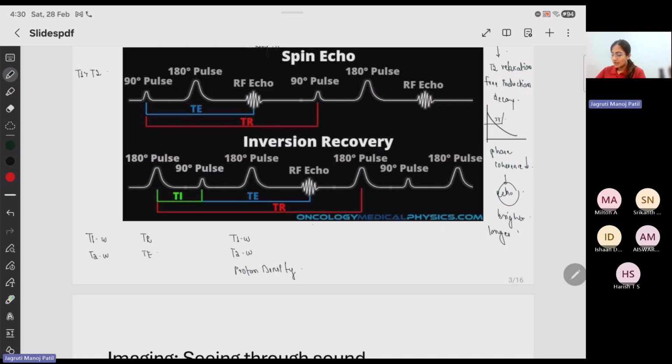Okay, so if you have your time of repetition and your time of echo, which effect dominates here? I'll ask you to tell me the effect. If I have a shorter T1 and also a shorter time to echo, which effect do I get? Do I get a T1 weighted image, a T1 recovery, or T2 decay? Proton density is something different, but for now let's just focus on T1 and T2. Which effect do we get here?